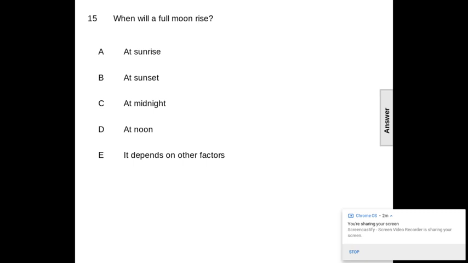Question 15. When will a full moon rise? Will it rise at sunrise, at sunset, at midnight, at noon, or it depends? The answer is B, at sunset. Question 16. When will the new moon rise? At sunrise, at sunset, at midnight, at noon, or it depends on other factors? And the answer is at sunrise.